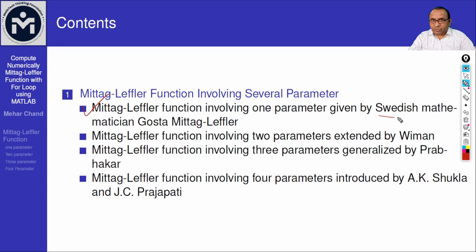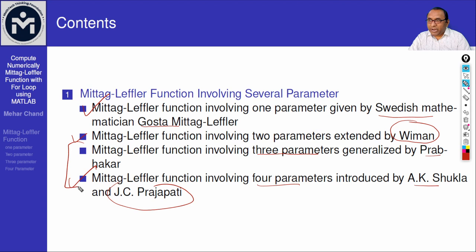Then, by using the same code, we will compute a Mittag-Leffler function involving two parameters, and this was introduced by Wiman. Then, we have the Mittag-Leffler function for three parameters, generalized by Prabhakar. And at the end, we will compute the Mittag-Leffler function involving four parameters. This function was introduced by A.K. Shukla and J.C. Prajapati. So these two extensions and generalizations of the Mittag-Leffler function were given by Indian mathematicians.